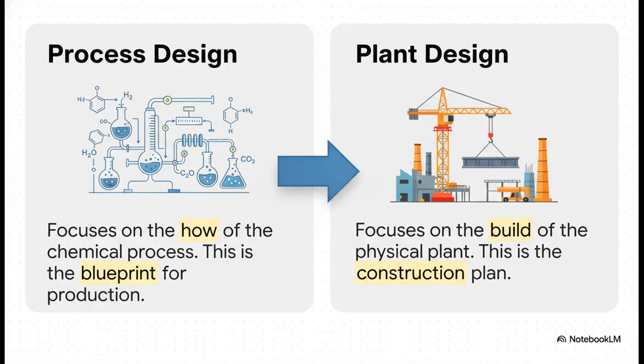And this right here, this clears up something that trips a lot of people up. What's the difference between process design and plant design? Well, it's pretty simple. Process design is the conceptual blueprint. It's the how of the chemistry. Plant design is the physical construction. It's the build of the factory itself, dealing with stuff like equipment size and layout. You can't have one without the other, but process design always comes first.